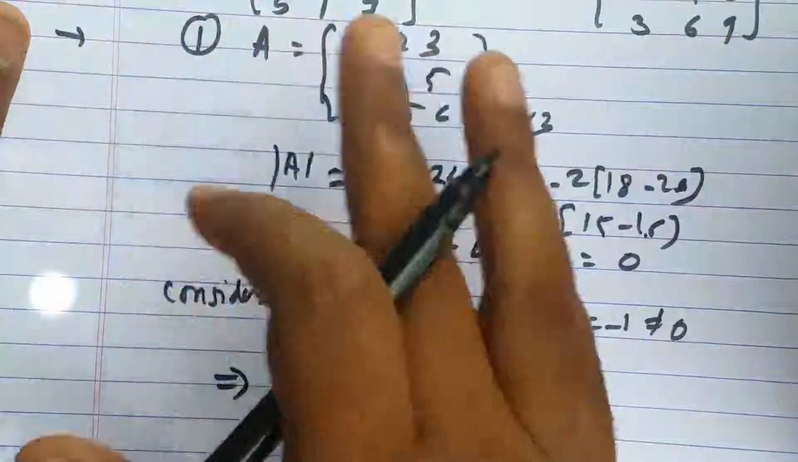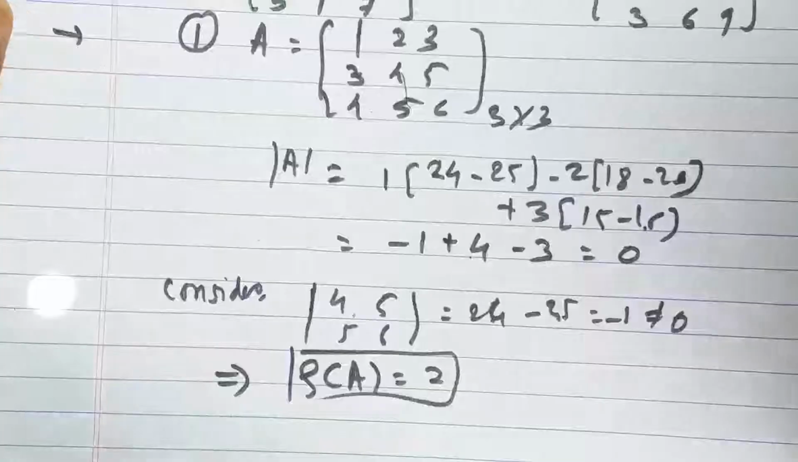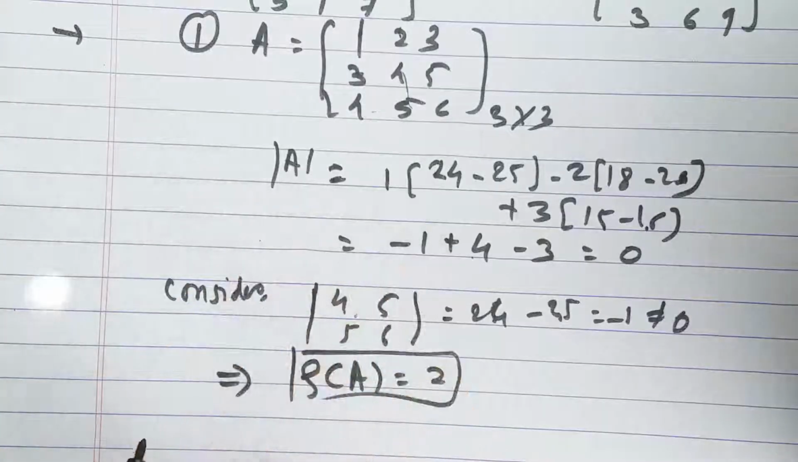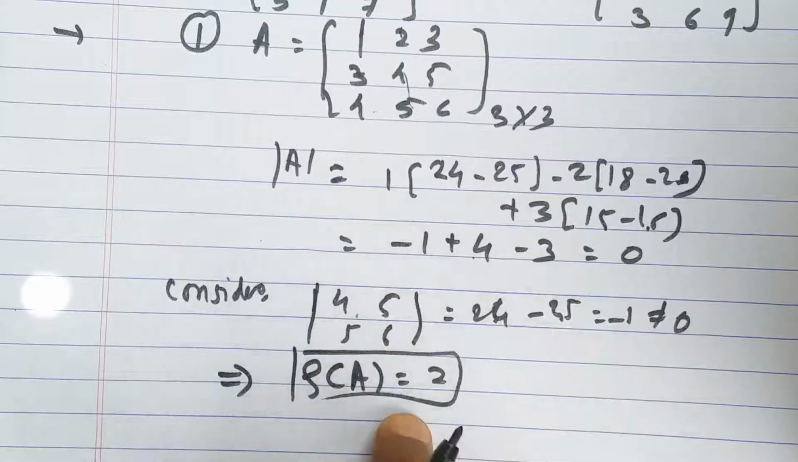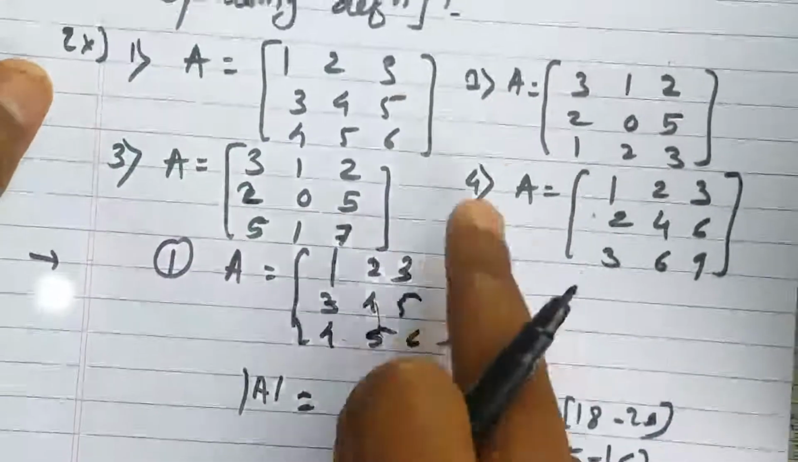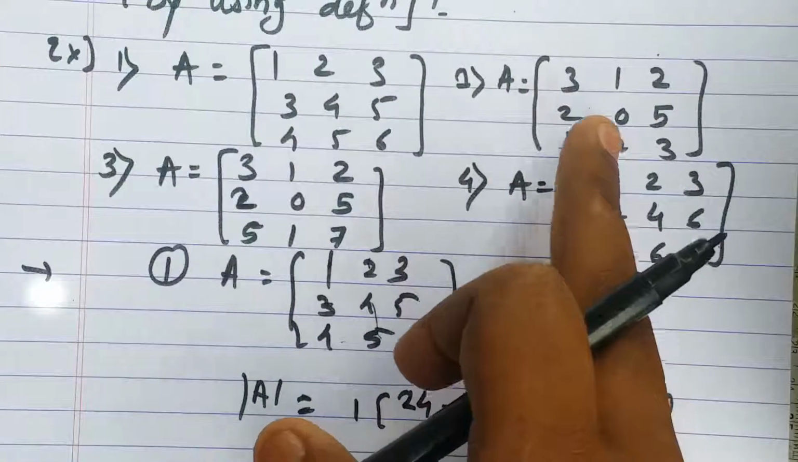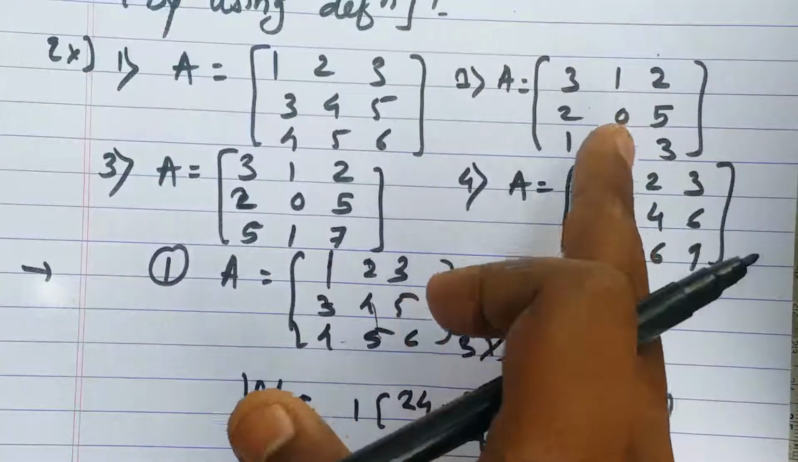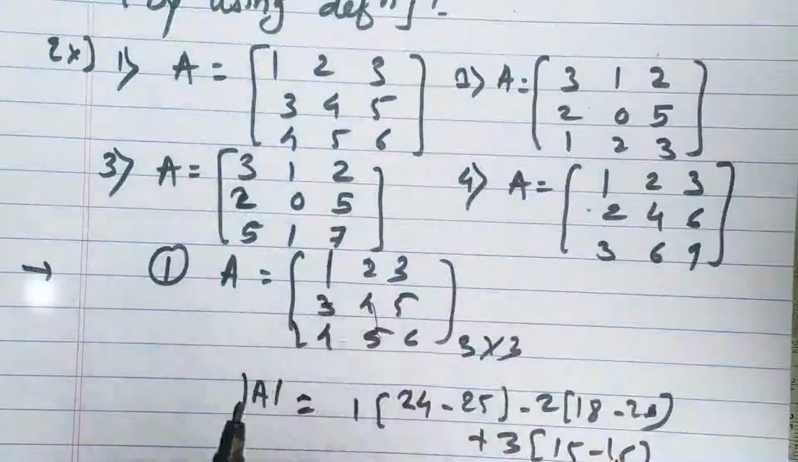For order 2, there are different possibilities. If this comes 0, then you have to check the other minors of order 2. All 9 combinations you have to check. Out of that, if you find any one is non-zero, then you can say that its rank is 2. In a similar way, you can check the other matrices. First, you calculate the determinant. If the determinant is non-zero, say the rank is 3. If it is 0, check for order 2 minors and proceed accordingly.